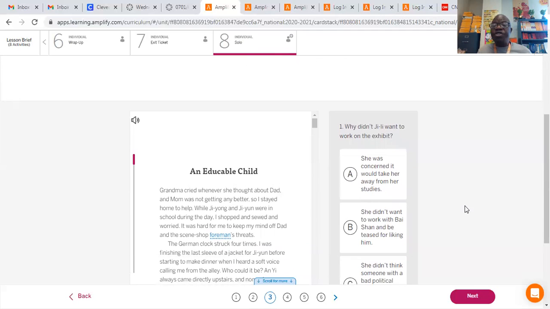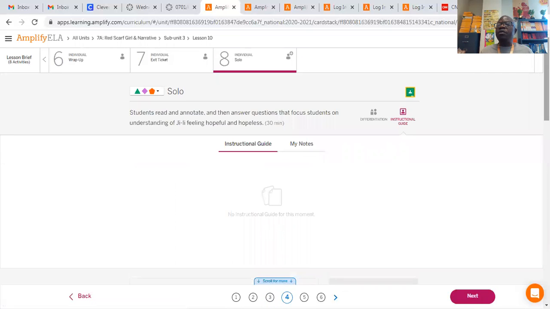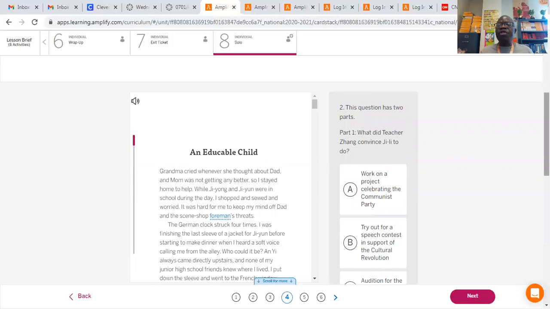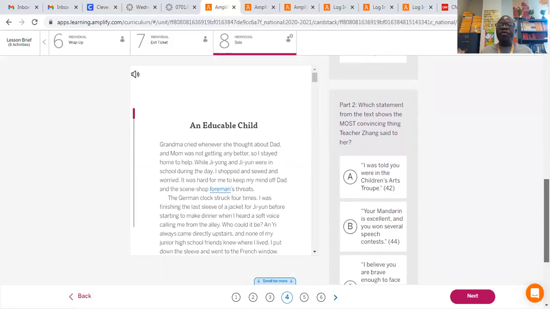So question number 1, why didn't Jilly want to work on the exhibit? So this is pure comprehension. We answer that question here. And then the next one, question 2. This question has two parts. Part one, what did teacher Zing convince Jilly to do? So choose the correct answer. We have four answers. Choose the correct answer.